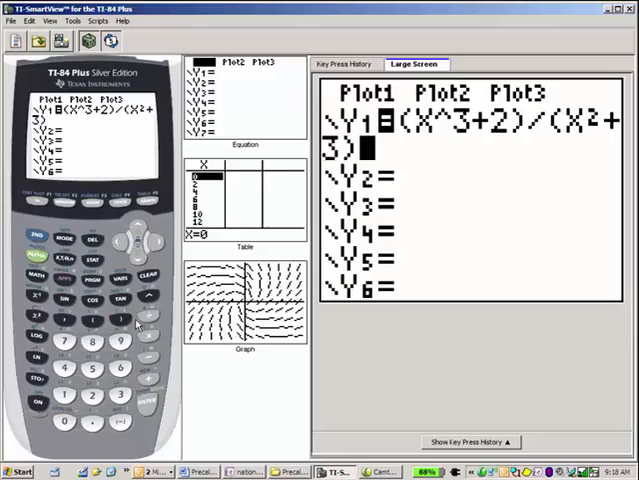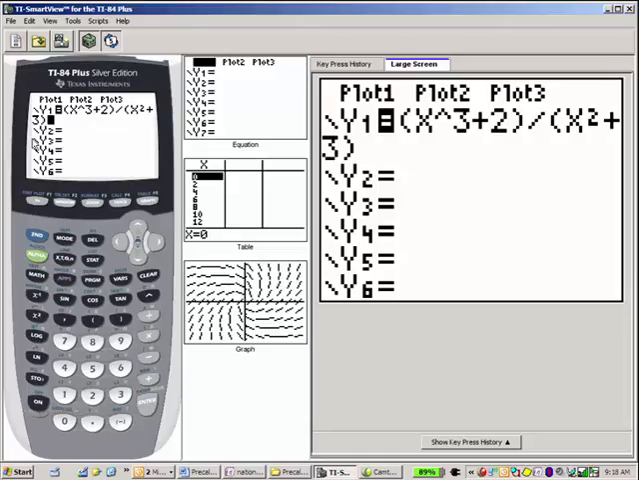Just out of curiosity, is the numerator equal to 0 ever? x cubed plus 2, is that ever equal to 0? Actually, yes, it could be. The cube root of negative 2. So the top can be equal to 0, and that's going to be fine. That's when it's going to cross the x-axis. So we should be on the lookout for that.